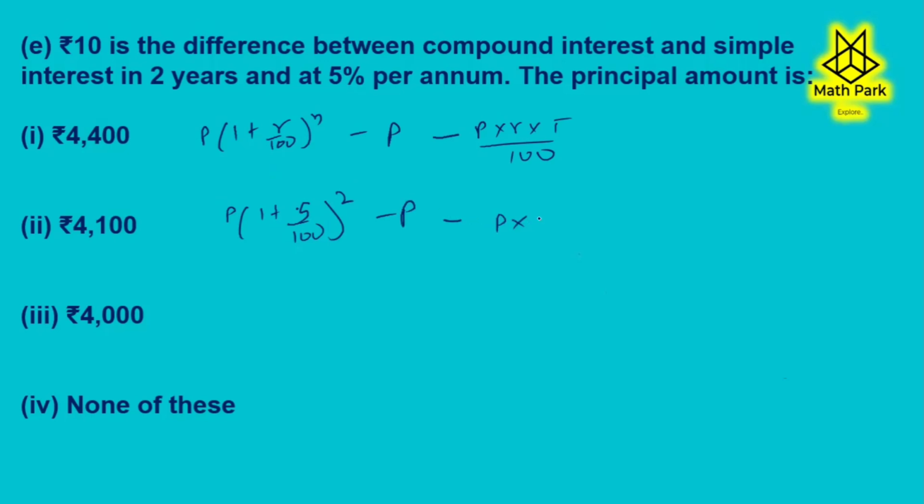into rate is 5. Sorry, rate is 5% per annum. The time is 2 years, upon 100. And the difference between this is given as rupees 10. So the difference between simple interest and compound interest is given as rupees 10.